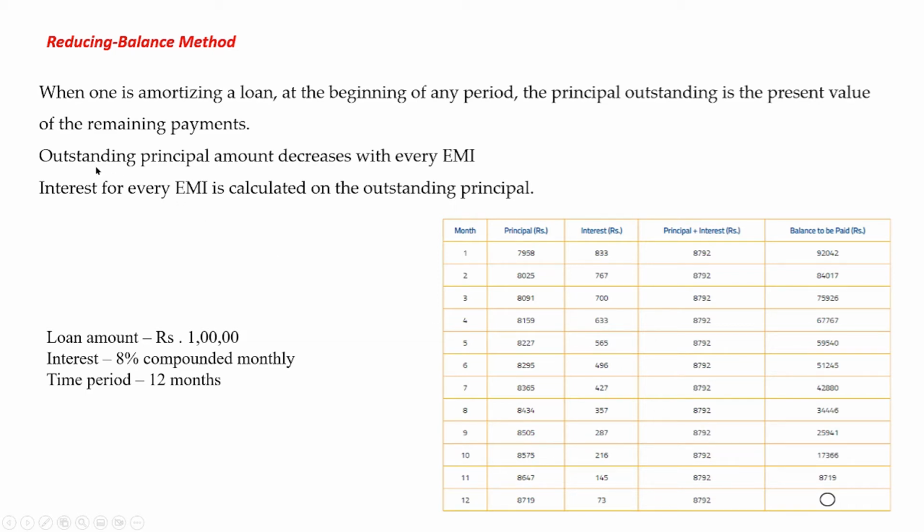And then here it is given that the outstanding principal amount decreases with every EMI. Outstanding principal is nothing but the principal that has to be repaid, or the remaining principal. So here we can see that at the end of the first month, the principal has reduced to 292,042 and so on. It keeps on reducing until it reaches 0. And the next point about this method is that interest for every EMI is calculated on the outstanding principal. So these are the features of the reducing balance method.